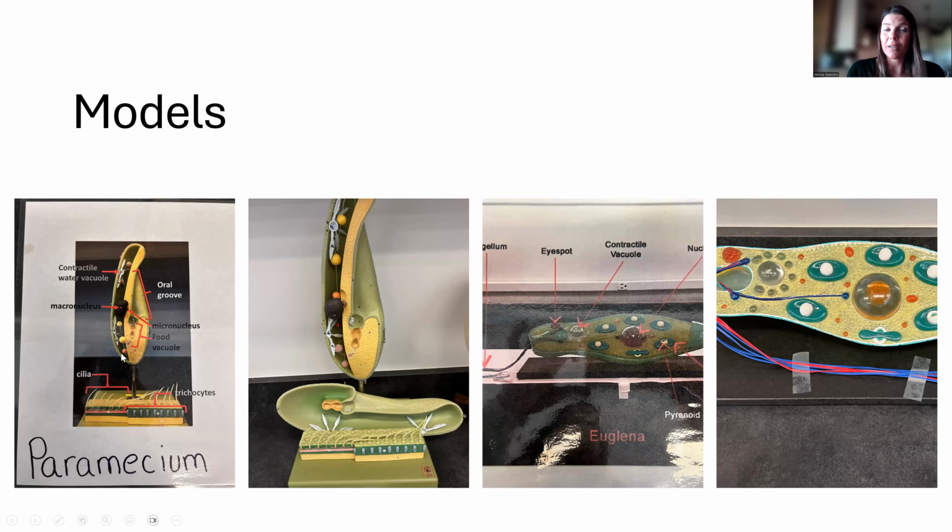Paramecium is a protist. Amoeba is also a protist. Here we have it labeled as well. And then right here we have a euglena. Euglena is also a protist. So remember that bacteria, the prokaryotic cells, are only bacterial, but the amoeba, the paramecium, and the euglena are all protists, and protists are eukaryotic cells.